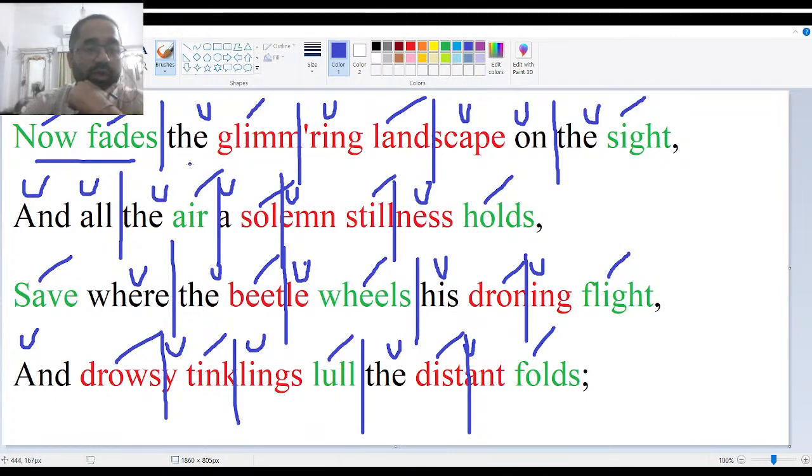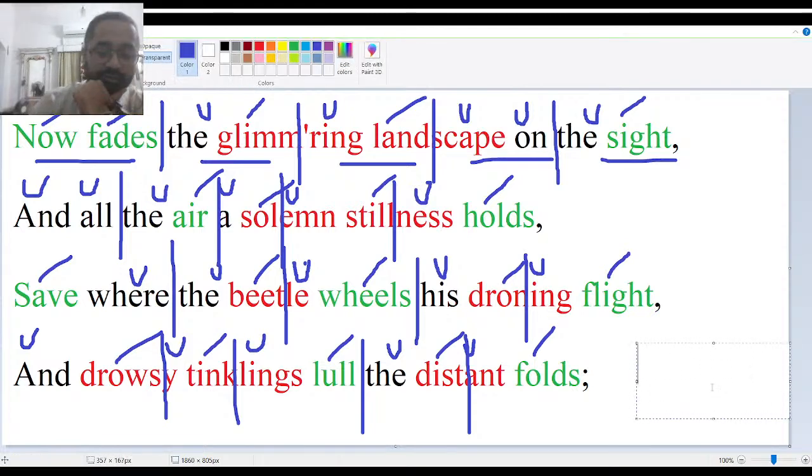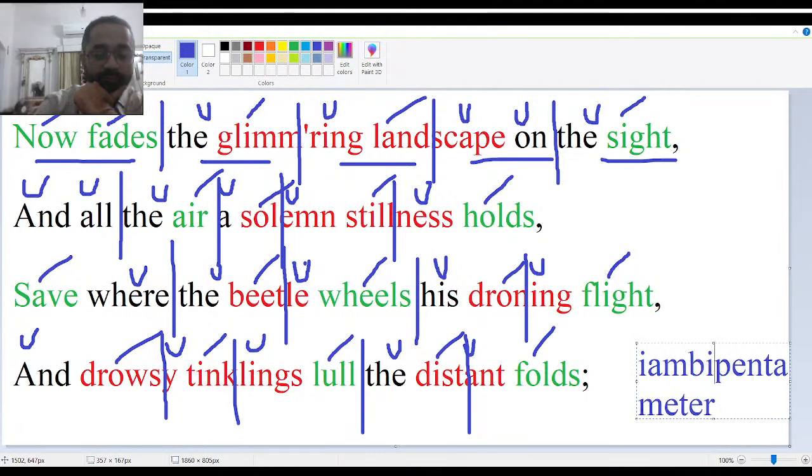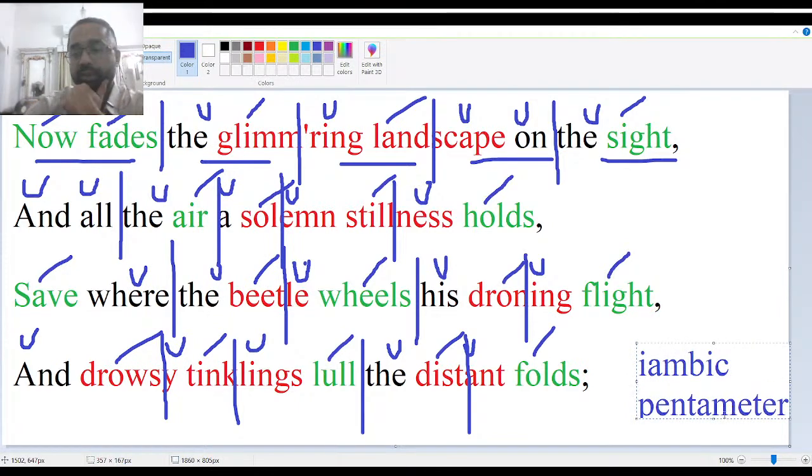Let's count the number of meters in the first line. 1, 2, 3, 4, 5. There are 5 meters in each line. So this is an example of a pentameter. And since the rhythm is iambic, it's called an iambic pentameter, right? So this is an example of an iambic pentameter.